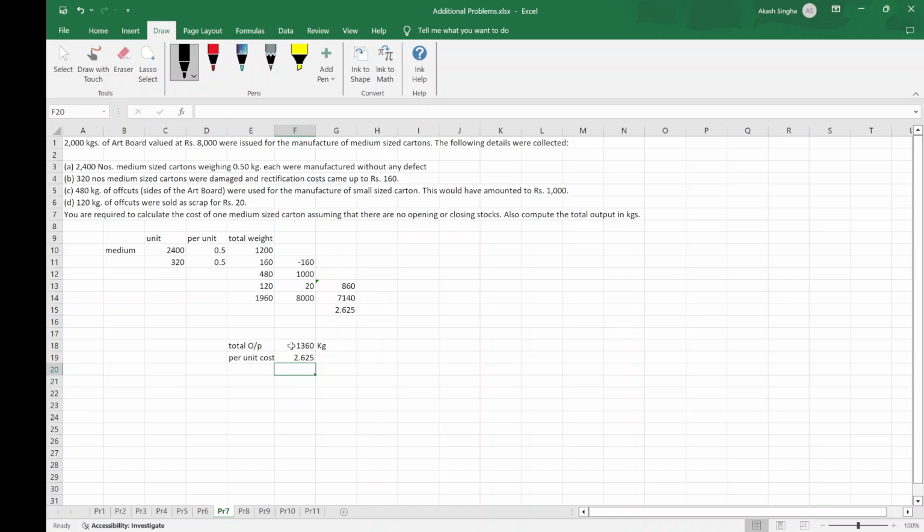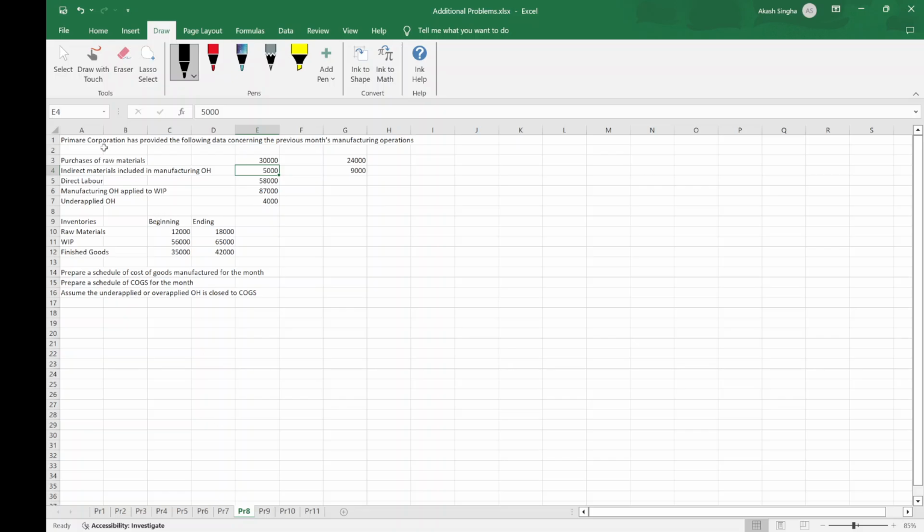Okay, 1360 is total output, right? Sorry, by per unit you have to calculate. So 1360 is kilo. In 1360, how much unit is produced? 1 kilo is 0.5 unit, so 1360 into 2 is 2720. So 7140 by 2720 is 2.625, which is the unit cost.